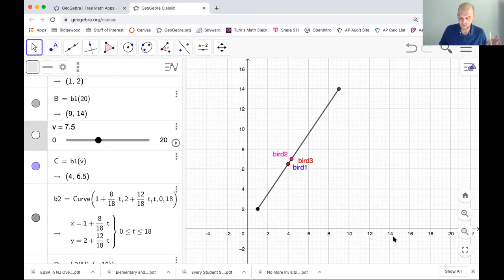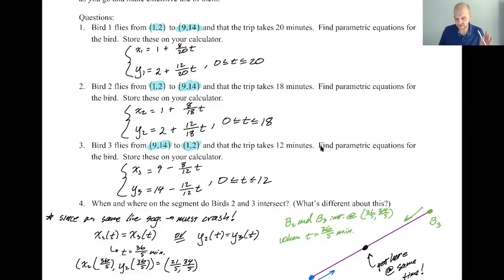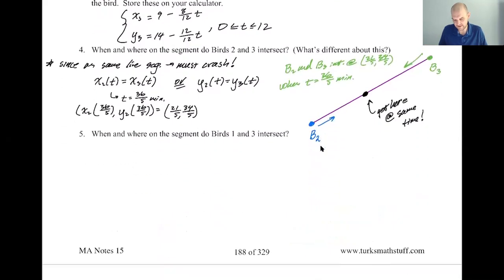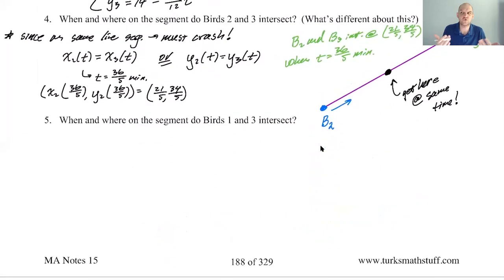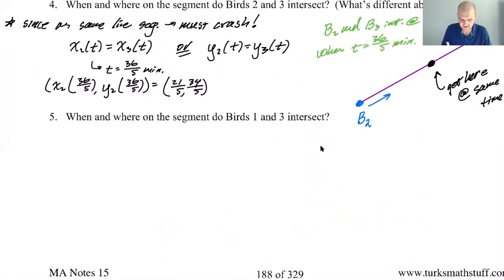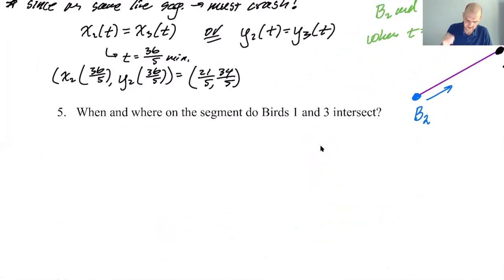So still 1 and 3 are on the same line segment. By the way, birds 1 and 2 intersect just at t equals 0, and never again, I guess, unless it just sits there, and then at 20, when bird 1 gets there, eventually they hit each other again. So we're trying to find when birds 1 and 3 intersect. They're on the same line segment. We do the same thing.